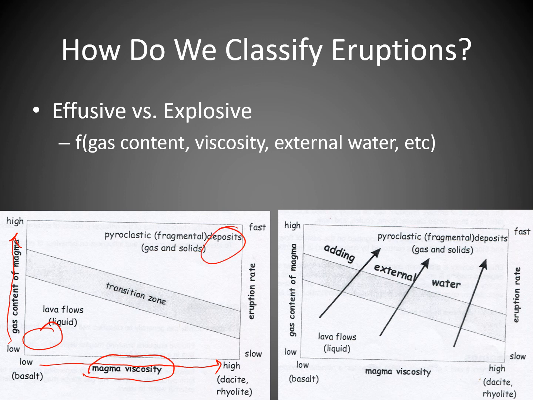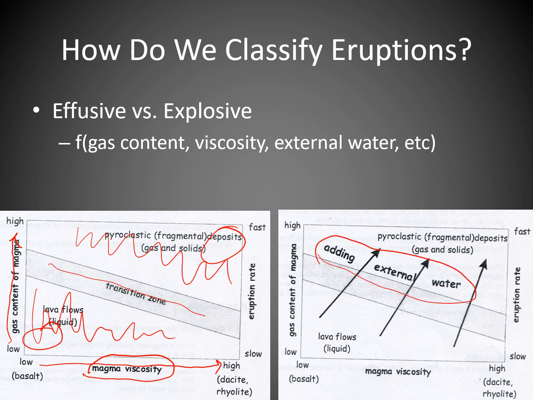So what this diagram is trying to show is that you basically have a couple of different fields. You have the lava flow field here, and you have the explosive field up above, with a transition zone in the middle. And all this diagram on the right is showing is that you can actually get lava flows to explode by adding in some external water. What that effectively does is increases your gas content. In this case, the gas is coming from an external source rather than from within the magma itself.